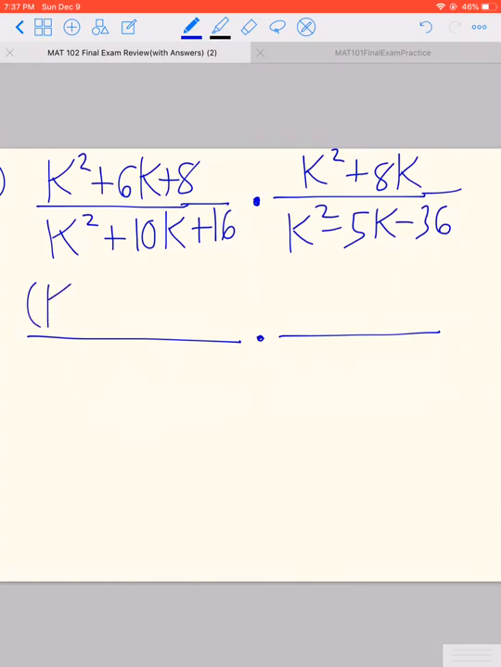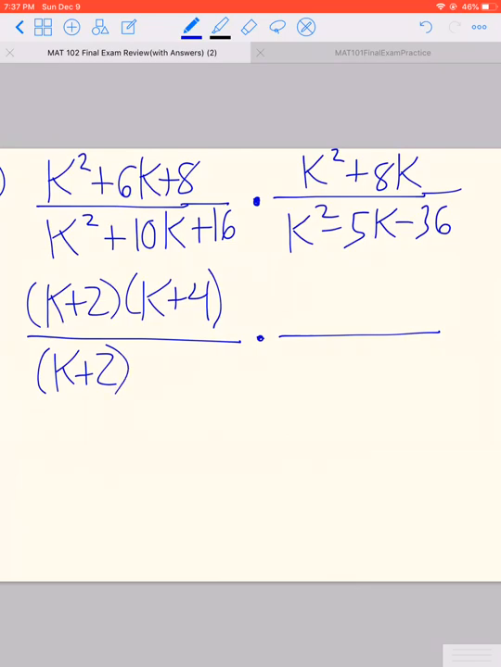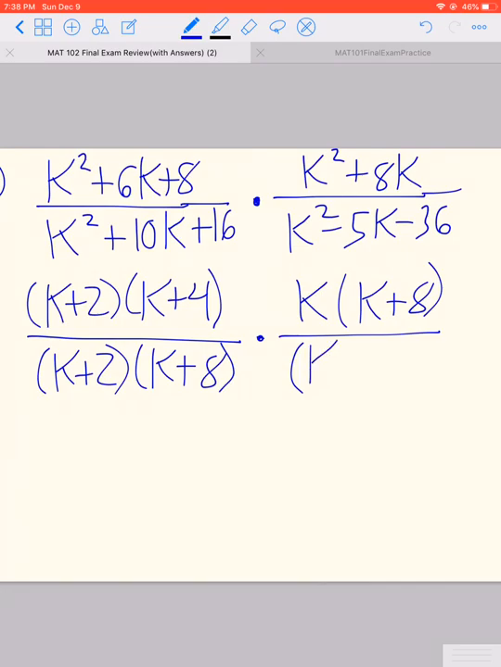This numerator will factor as k plus 2 times k plus 4. The denominator will factor as k plus 2 times k plus 8. The second numerator has a GCF, so just factoring out the GCF of k. That'll leave us with a k plus 8. And then for the denominator, this will factor as k minus 9 times k plus 4.